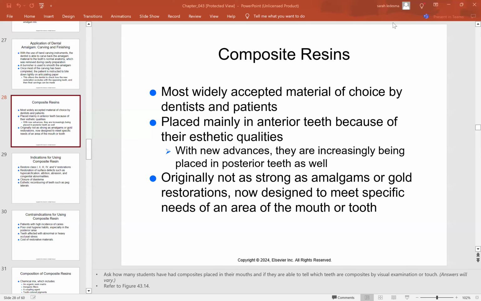This is part 3 of chapter 43 in the MDA book. This is our final lecture over this chapter. We'll be speaking about composite resins.